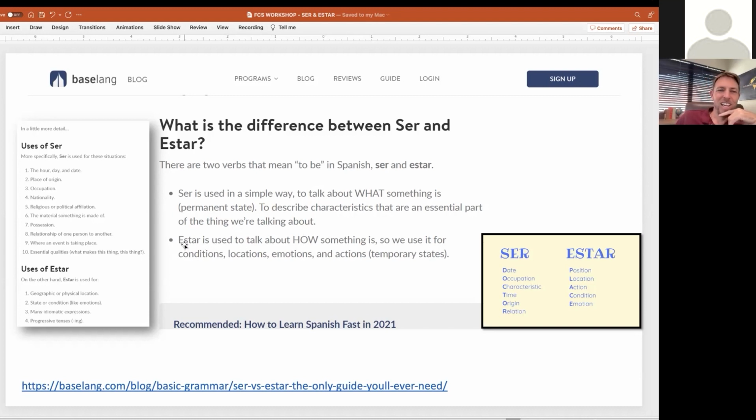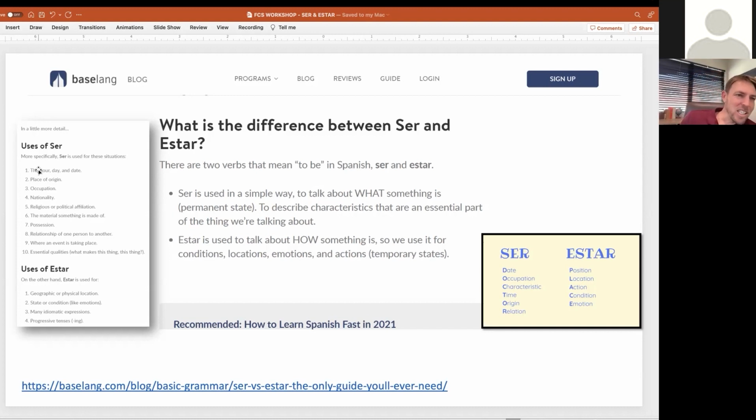There you go. Estar is used to talk about how something is, so we use it for conditions, locations, emotions, and actions in temporary states. Can you please repeat that back to me? Without reading, right? No, no, exactly.